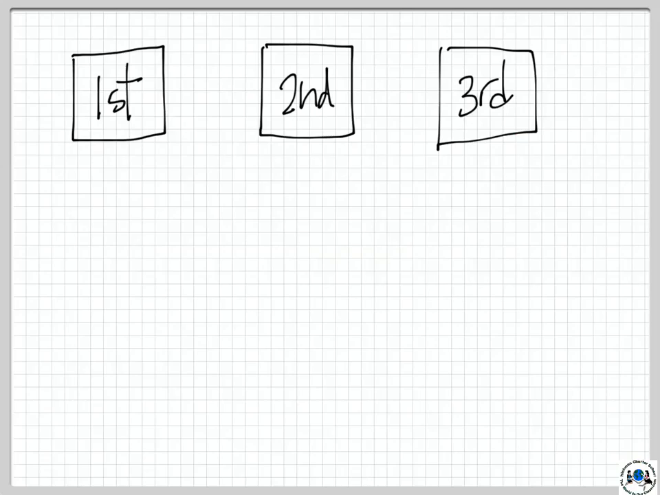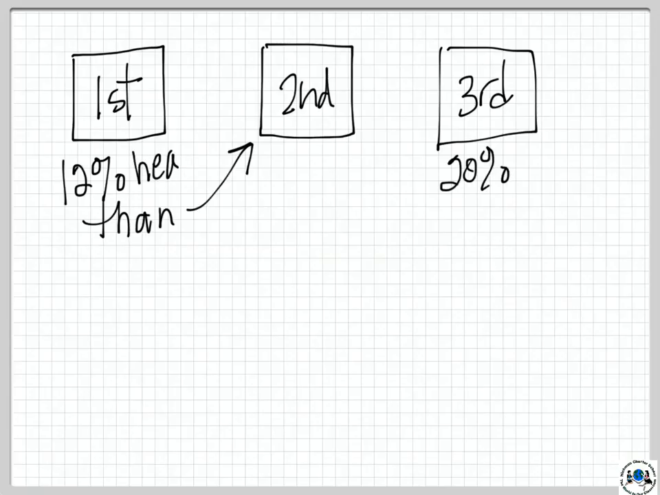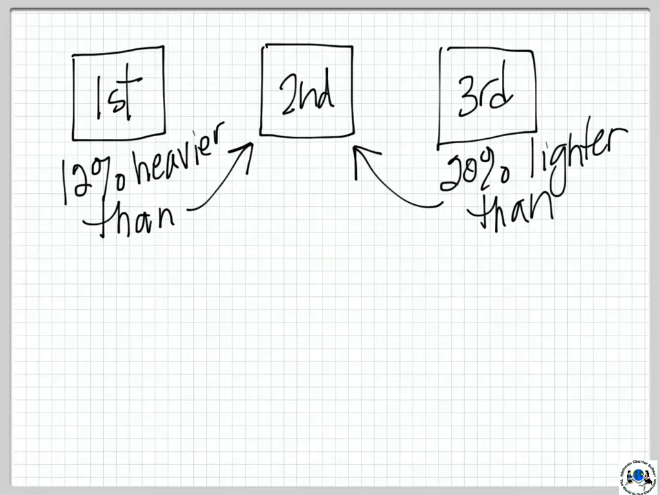Okay, so let's take a look at this problem. Hopefully you set up some sort of visual, and you can see mine, very simple. I have my first container, second container, and third container. Here's how I began. I went ahead and made my comparisons. Right here I'm showing that the first container is 12% heavier than the second container. The third container is 20% lighter than the second container.